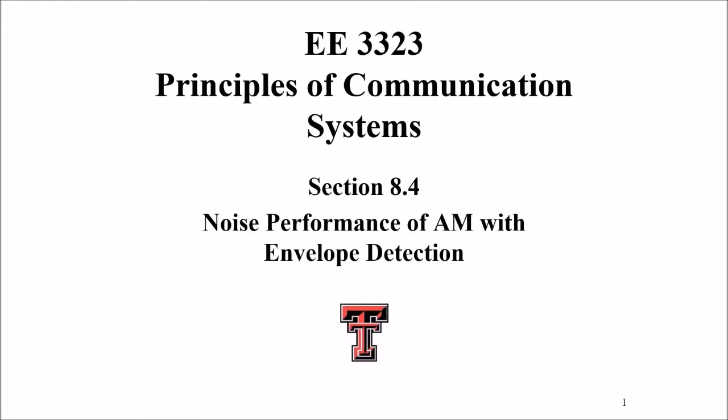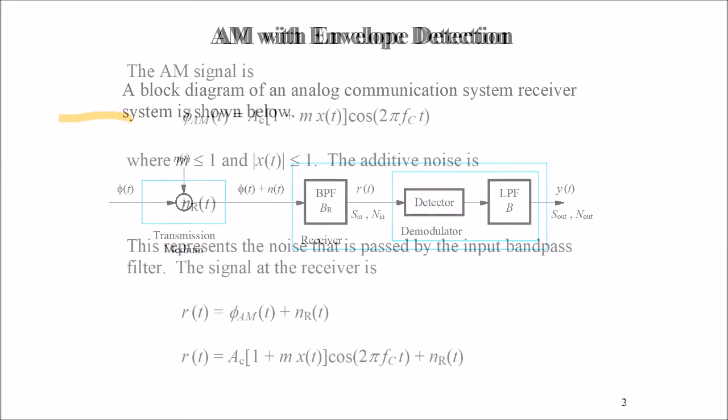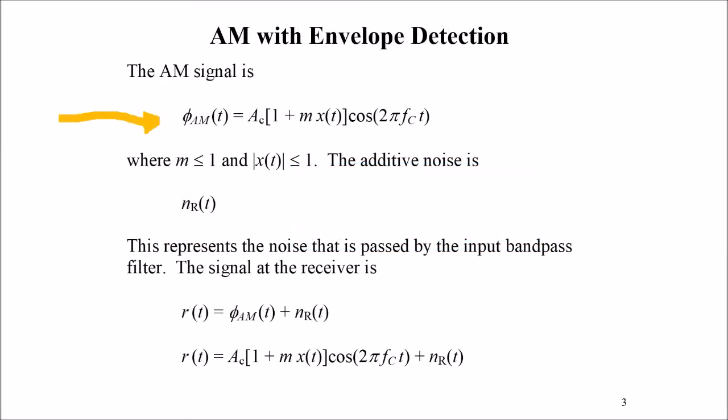Now let's look at the noise performance of AM with envelope detection. This is with a peak detector. We have the same setup as we've had with the other forms of modulation. The AM signal, again, has an amplitude A_c, and then this term in brackets, 1 plus m times x(t), where m, again, is the index of modulation, times cosine 2 pi f_c t.